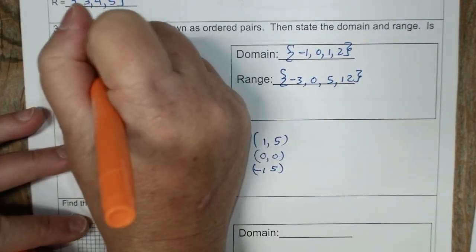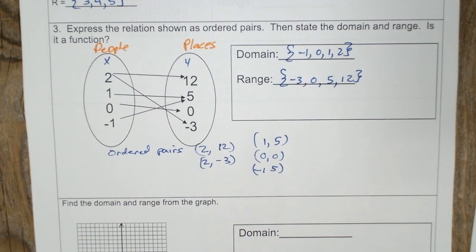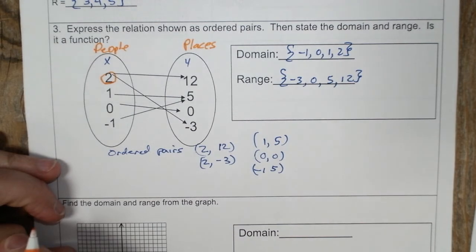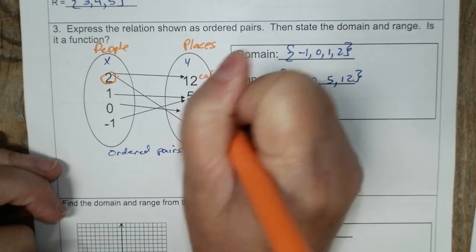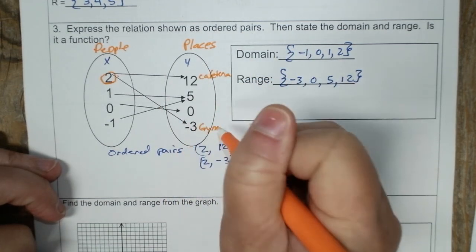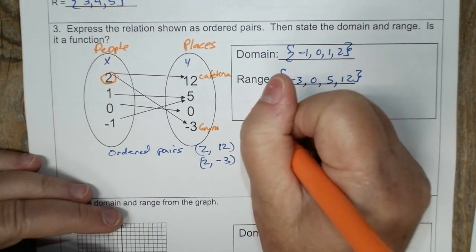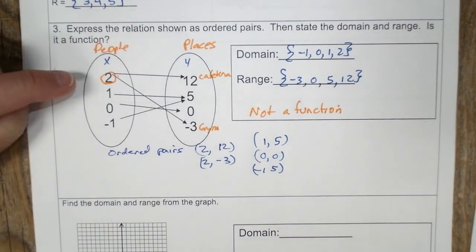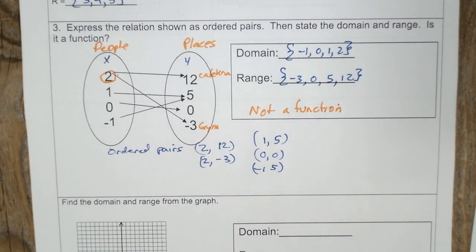If you think of these as people and you think of these as places, just when you're doing whether it is a function, this guy is named 2. 2 is going to the cafeteria, and he's going to the gym at the exact same time. That is not allowed. This is not a function. So if you just have mapping, when one x goes to 2 different places at the exact same time, that's not possible. So that is not a function.